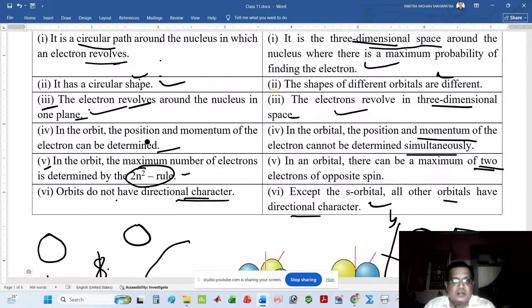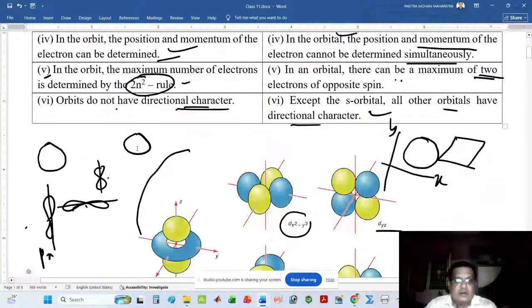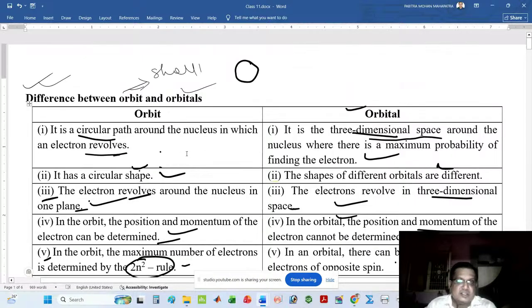Momentum and position can be determined for an orbit. Momentum and position cannot be determined for an orbital. The maximum number of electrons for an orbit is calculated by the 2n square rule, but a maximum of 2 electrons are present in an orbital, and these 2 electrons have opposite spins. One is clockwise spinning, another is anti-clockwise spinning. Next, orbits do not have directional character, but except the s orbital, all orbitals have directional character. This is important, 2 or 3 marks.